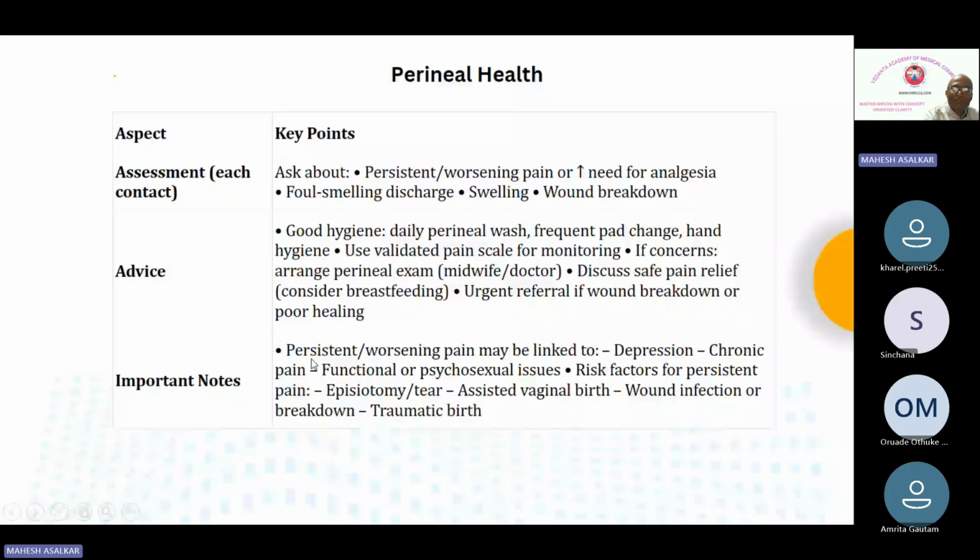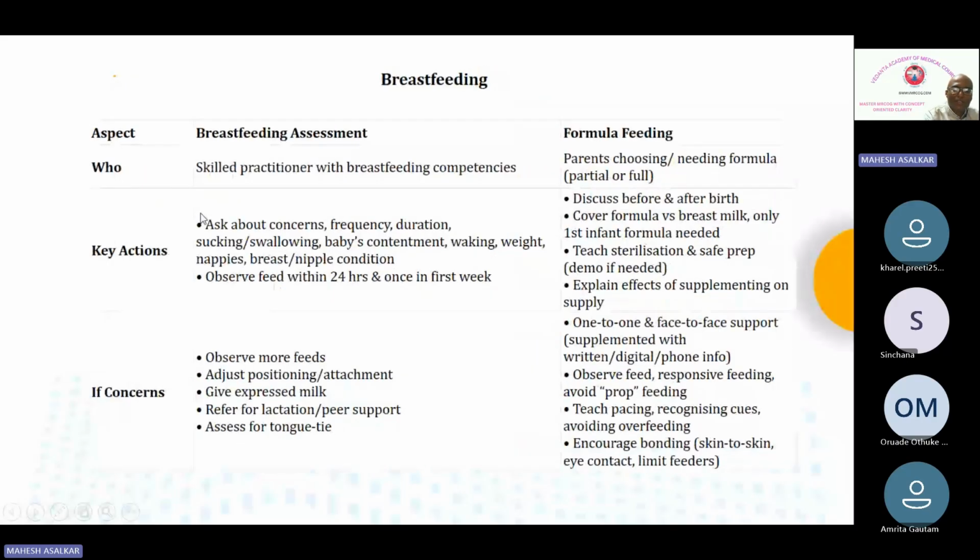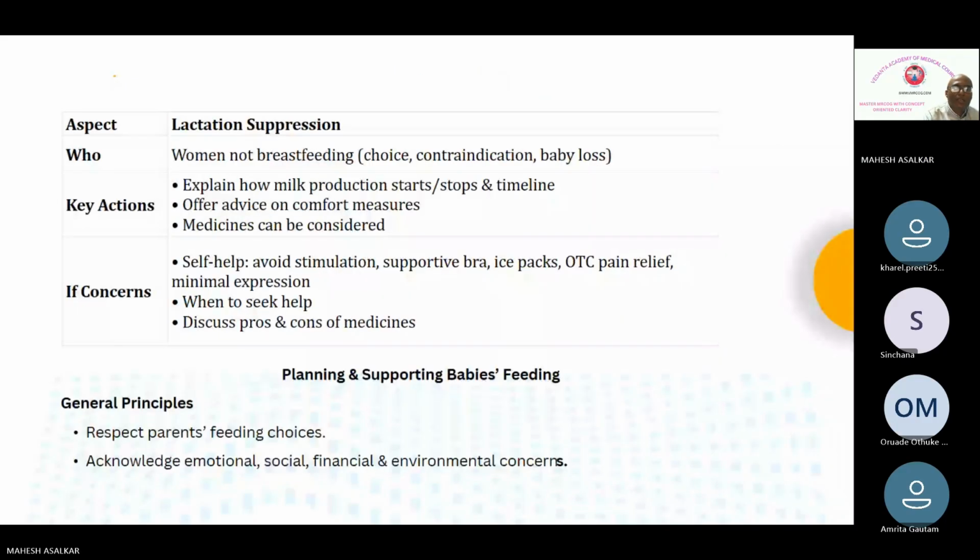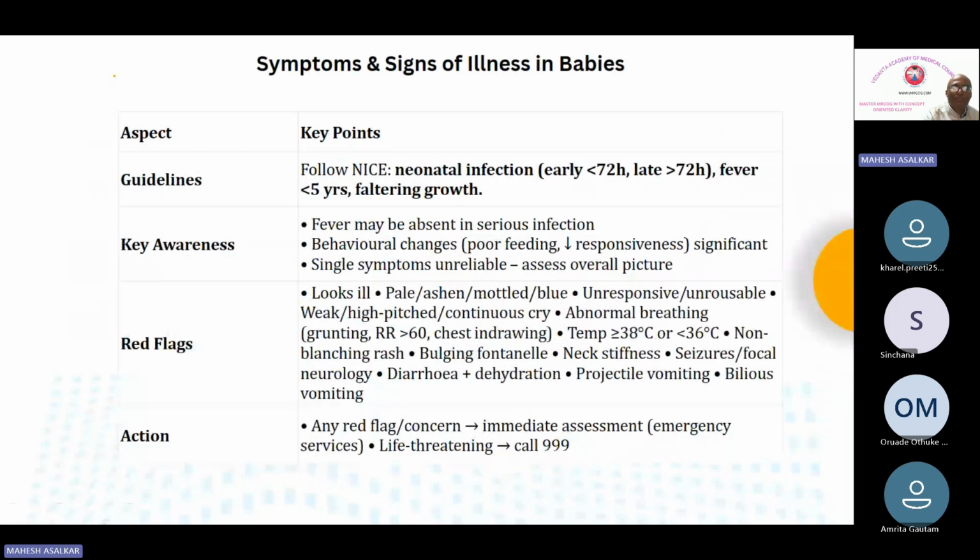Then you need to promote breastfeeding, and these are actually the job of the midwife, which they will be doing. Okay, lactation suppression is indicated as a choice, second when it is contraindicated, or when there is a baby loss. So these are the things about lactation suppression. If anything is specific from the examination point of view, I will definitely go into detail. Yes, for the babies, they can ask you what is early neonatal sepsis, what is late neonatal sepsis. Early neonatal sepsis is less than 72 hours, and late neonatal sepsis is more than 72 hours.